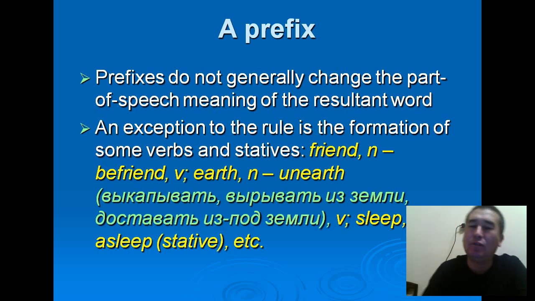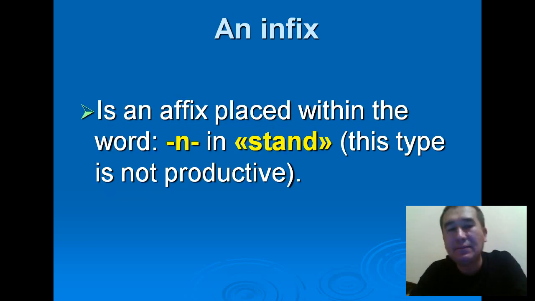And so, prefix. An infix is an affix placed within the word. In stand. This type is not productive.